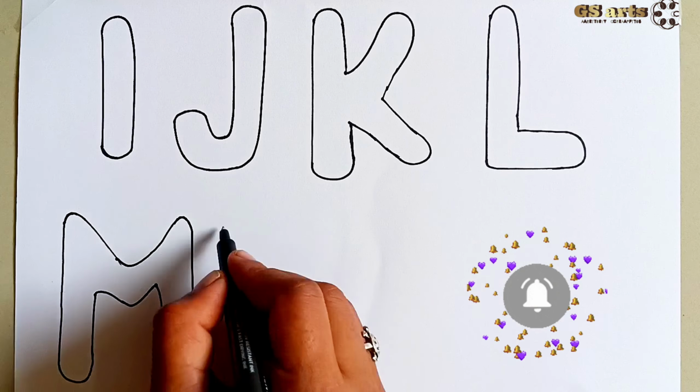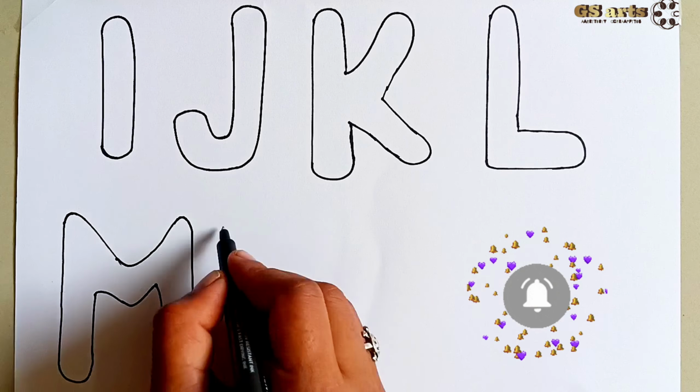Jellyfish. K is for kangaroo. K, k, kangaroo. Green. Purple. N is for newt. N, n, newt.